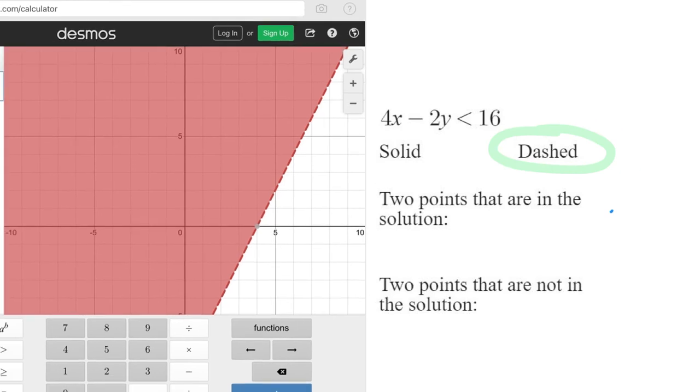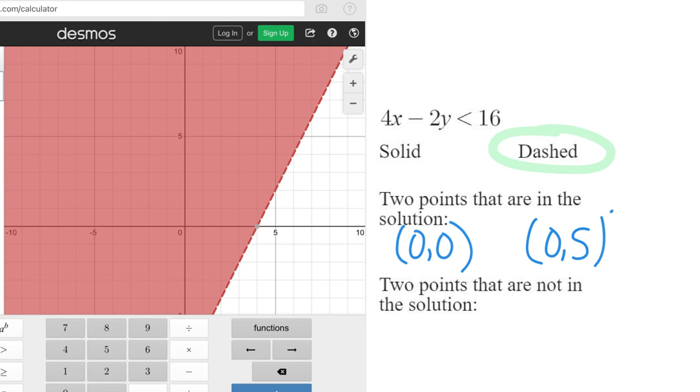Again, I like to check 0, 0. So 0, 0 is in the shaded area, so I'm going to use it. And then anything else you want, like 0, 5. That's up here in the shaded area. I could use that. Or negative 5, 5. That's over there in the shaded area. Anything that exists in that red section would count.